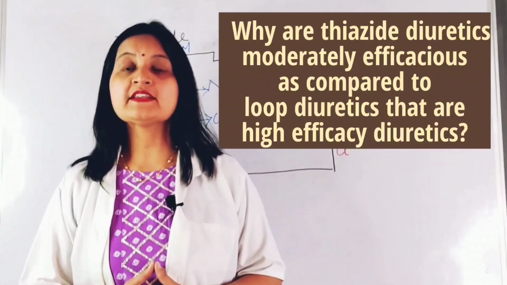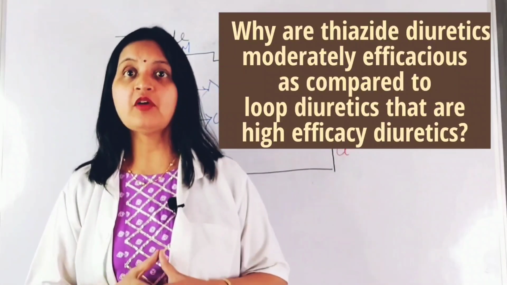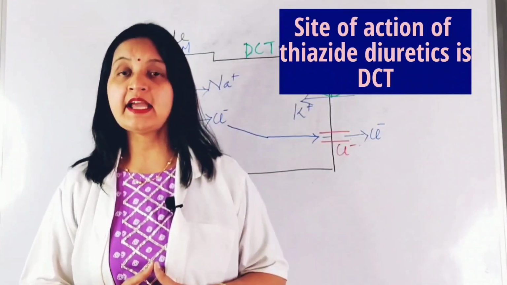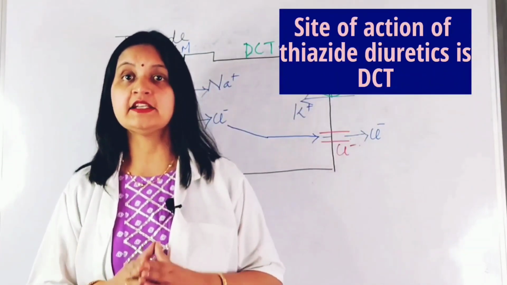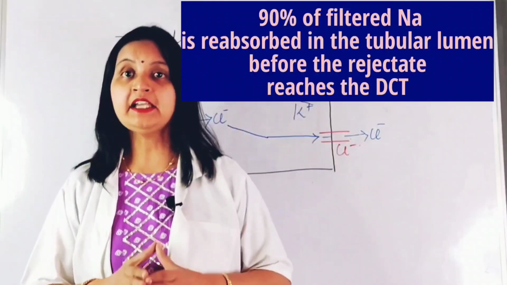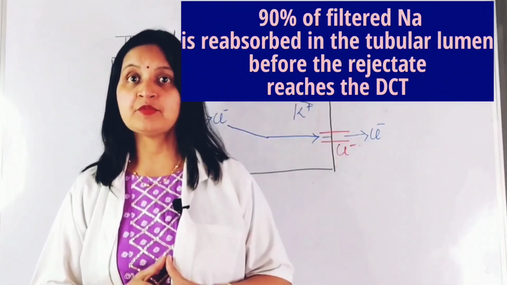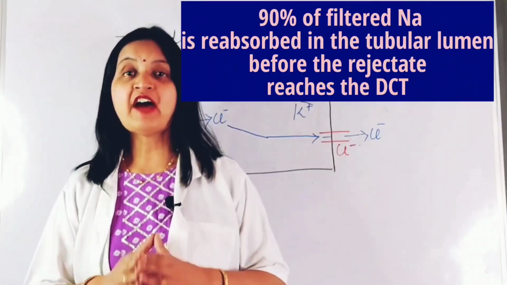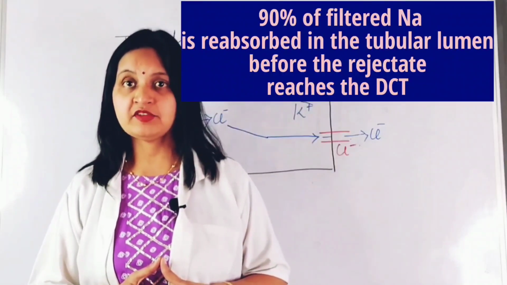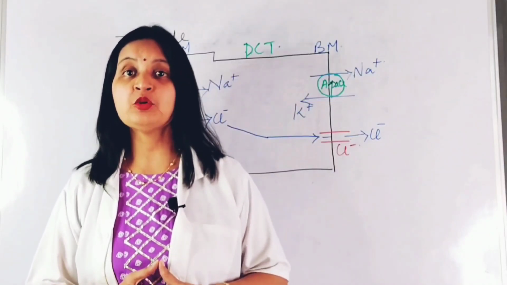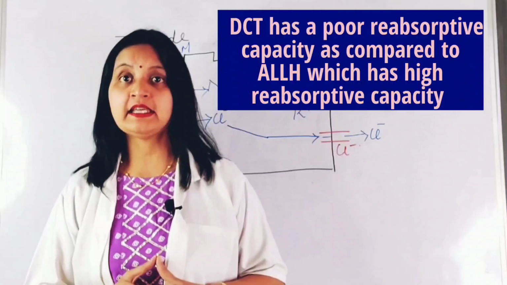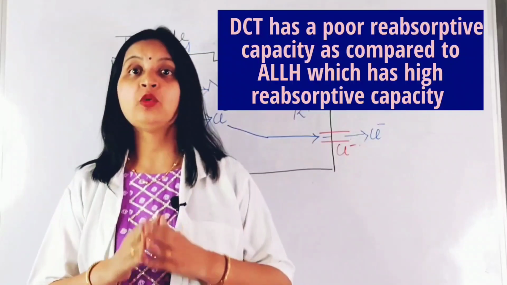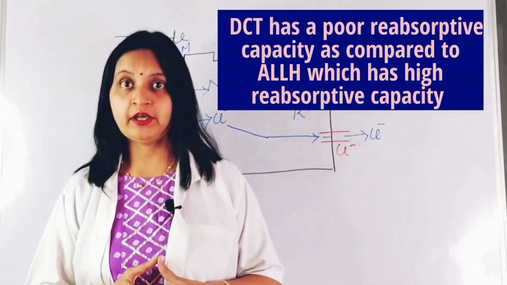The thiazide diuretics are moderately efficacious diuretics in contrast to loop diuretics that are high efficacy diuretics. The reason being the site of action of thiazide diuretics is the distal convoluted tubule, and 90% of the filtered sodium is reabsorbed before it reaches the distal convoluted tubule, where only 5% of the filtered sodium is reabsorbed. So the distal convoluted tubule has a poor reabsorptive capacity in contrast to the ascending limb of the loop of Henle which reabsorbs 25% of the filtered sodium.